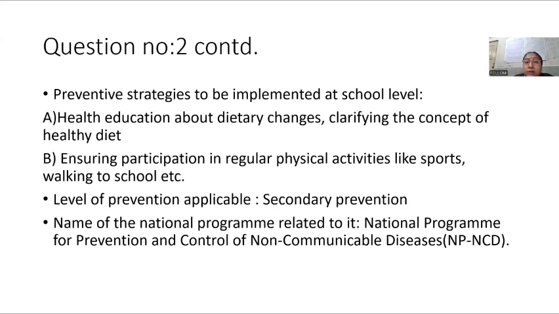Second point will be ensuring participation in regular physical activities like sports, walking to school. Now, the level of prevention which we are applying here is secondary prevention. Why? Because obesity is already present here. The condition is already present here and we are trying to prevent the complications resulting from obesity. So the answer will be secondary prevention. And the name of the national program related to it is National Program for Prevention and Control of Non-Communicable Diseases, NPNCD.